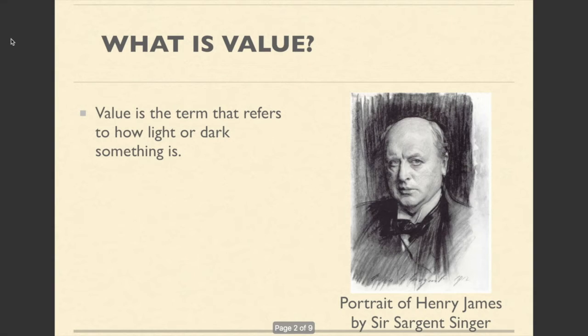What is value? Value is a term that refers to how light or dark something is. So if we're looking at this drawing by Sargent to the right, the value in the background is very dark. The value in the man's forehead is lighter, and the value in this section of his jacket is a middle value.